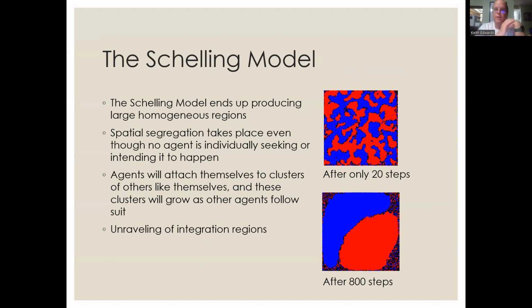So here's what the Schelling model looks like in one run after only 20 steps, and after 800 steps, it's almost completely different, with the only integrated areas very close to around the edges. And one would assume if you kept running that, you'd almost get complete separation of red and blue.